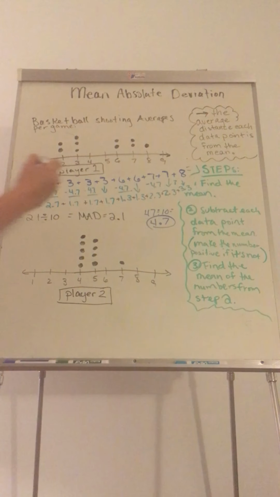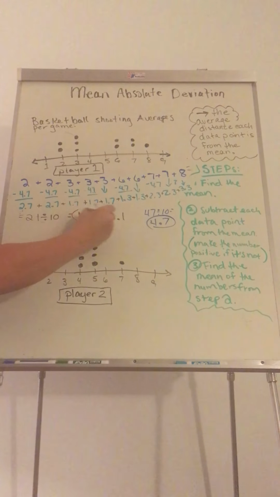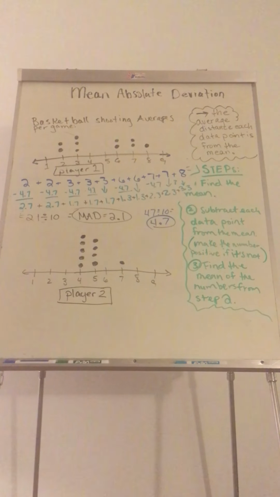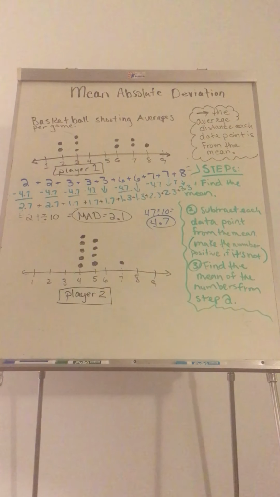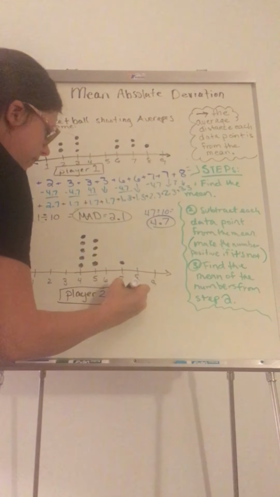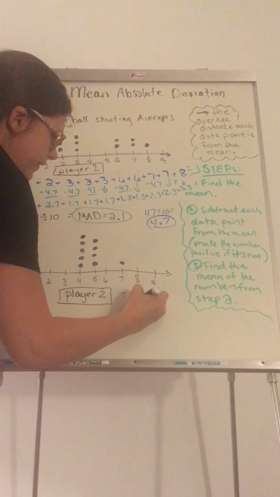Okay? Or that is also this person's shooting average. Or, not the shooting average, but it shows how far each data point is from the mean. Now, player 2, we're going to do the same thing. I'm going to find the mean. Again, I picked 2 sets of data that would have the same mean, and it is, again, 4.7.